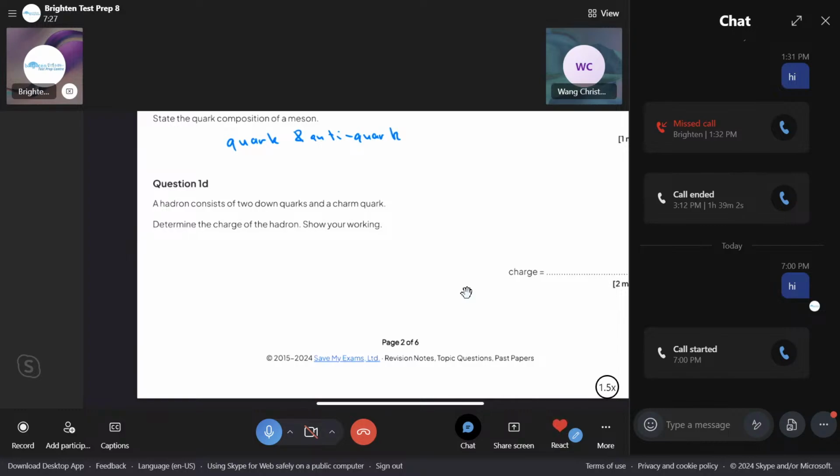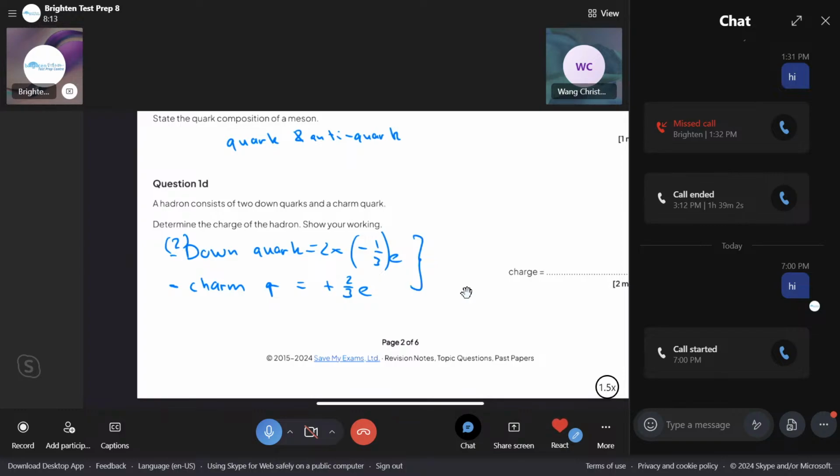All right, now we go into a hadron made of two down quarks and the charm quark. What is the charge of the hadron? And we have to show how we come up with that result. Two down quarks is negative, so 2 times negative 1/3. And then charm is plus 2/3. Elementary charge. The down quark is negative 1/3, and the charm quark is plus 2/3.